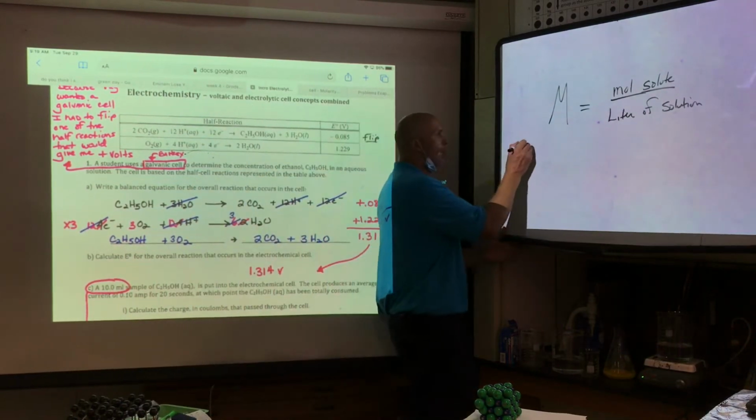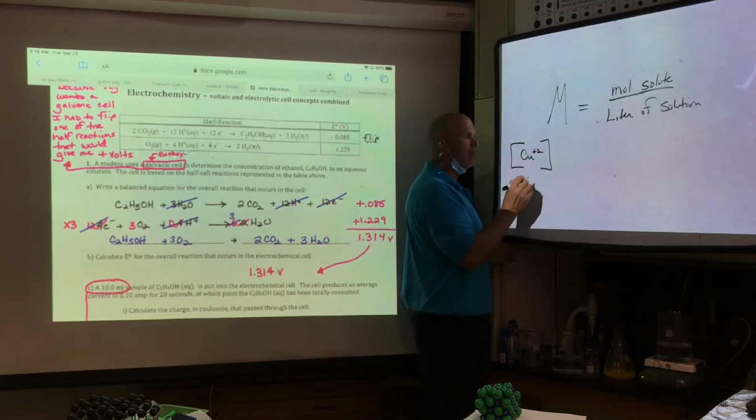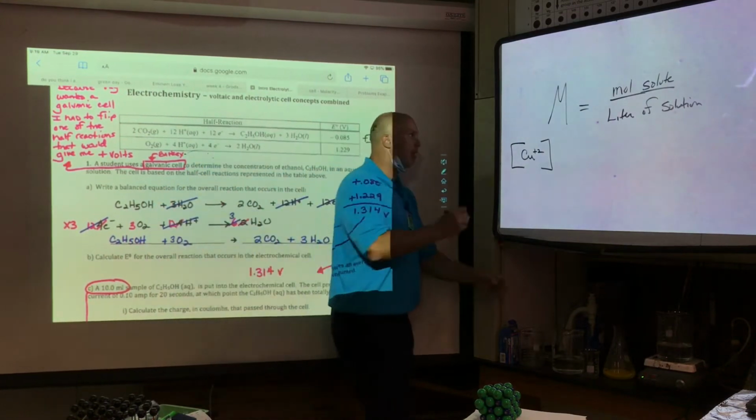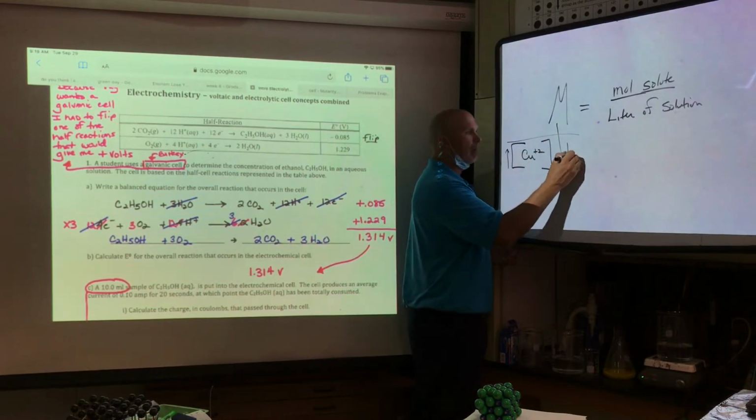Also, party people, you see brackets. For instance, copper plus 2. This means, what is the molarity of copper plus 2? Hey, Le Chatelier's principle. Increase copper plus 2, lower copper plus 2.